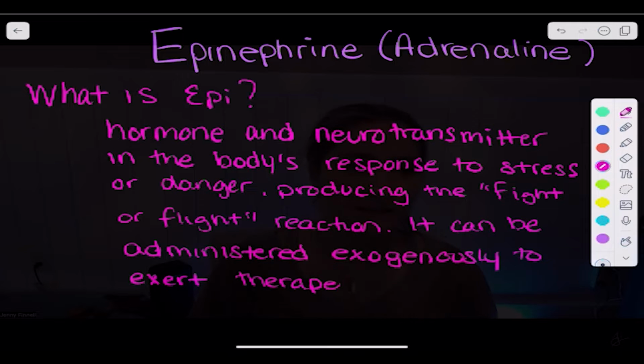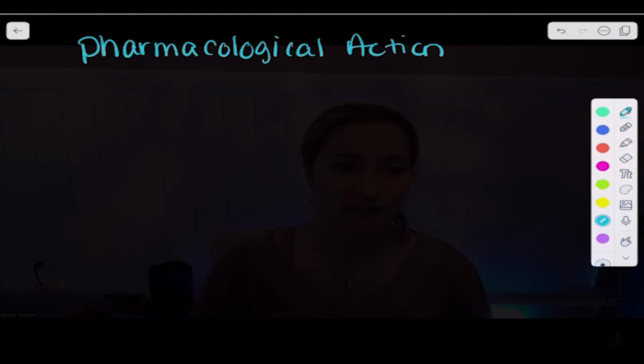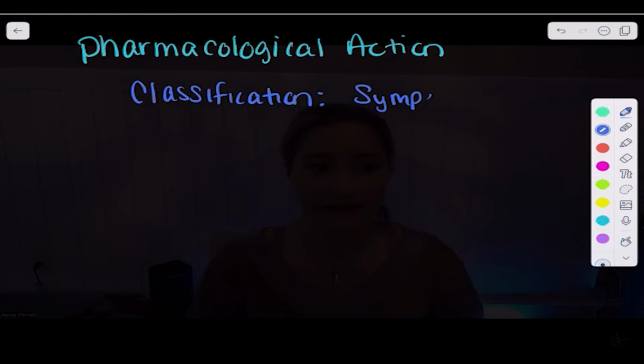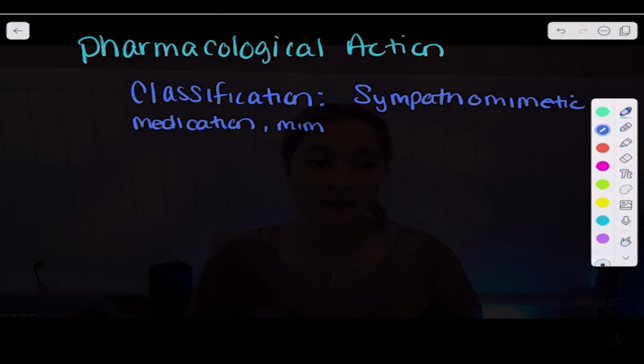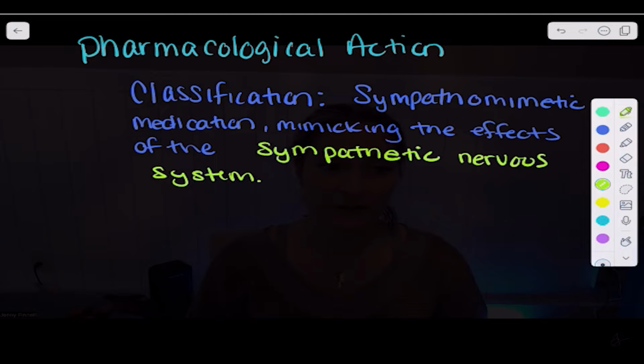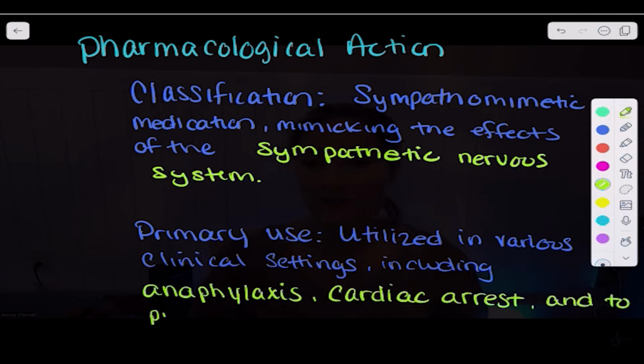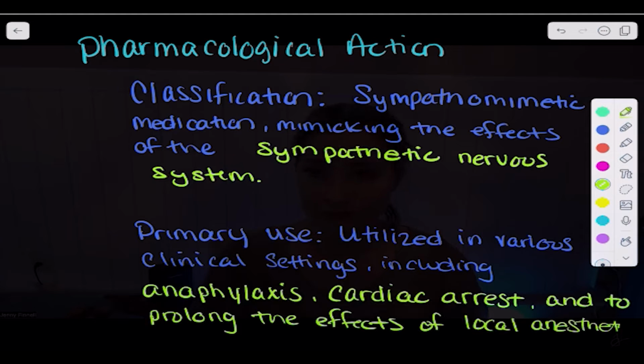All right, let's get into the pharmacological action. First we have the classification, which is that it's a sympathomimetic medication, mimicking the effects of the sympathetic nervous system. It's primarily used in various clinical settings, including anaphylaxis, cardiac arrest, and to prolong the effects of local anesthetics due to its vasoconstrictive properties.